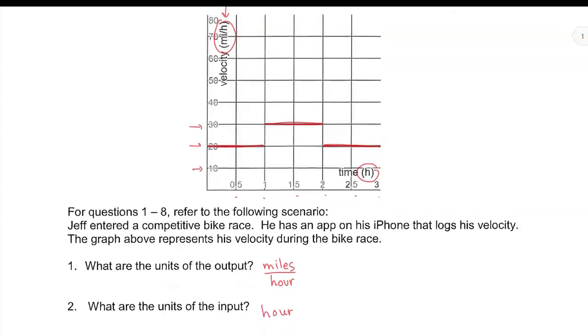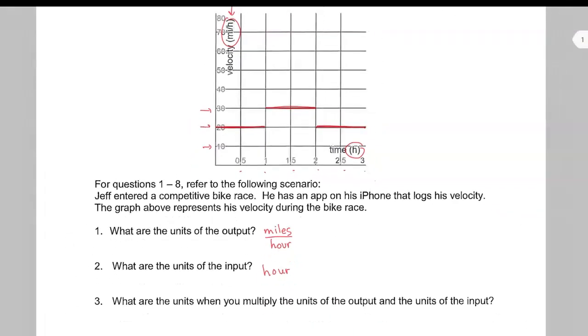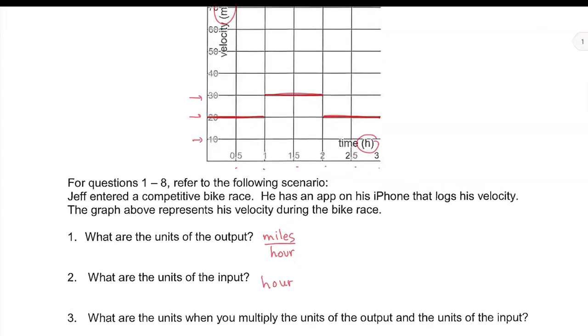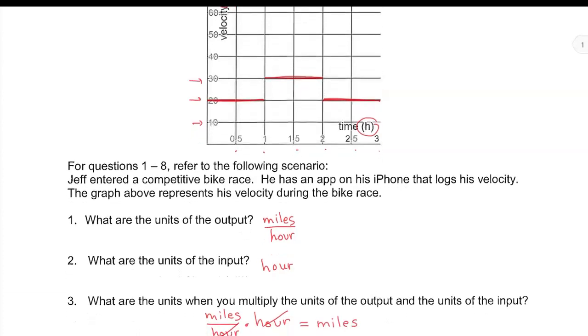Number 3 asks us to do an interesting maneuver. It says to multiply those units together. So multiply the units of output and the units of input against each other. The output was miles per hour times hours. And you know your algebra, if you multiply by hour in the denominator and hours, the hours are going to cancel and you're just left with miles. This is what we get when we multiply the units together. We get miles. So what we're going to do is find area under the curve.